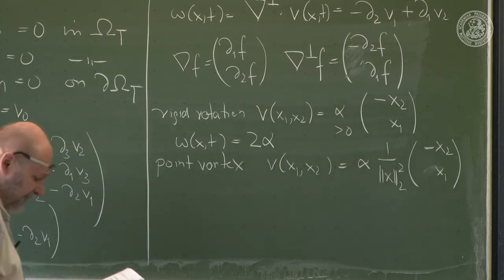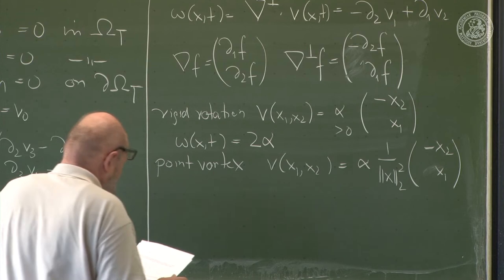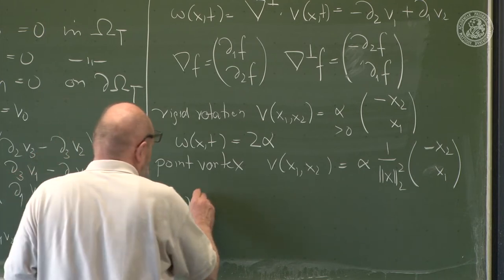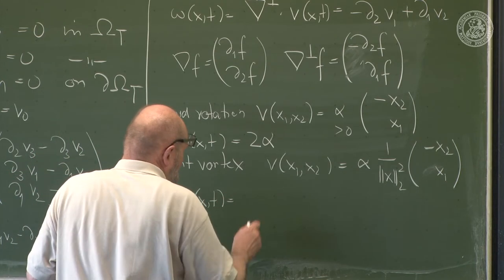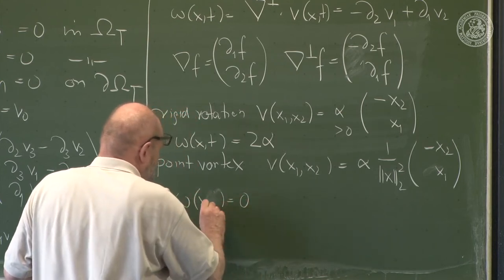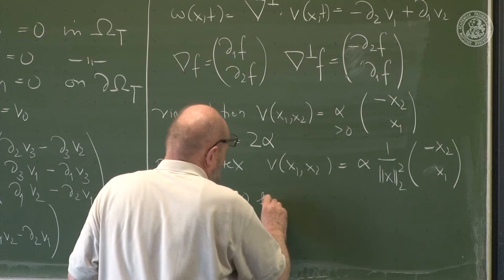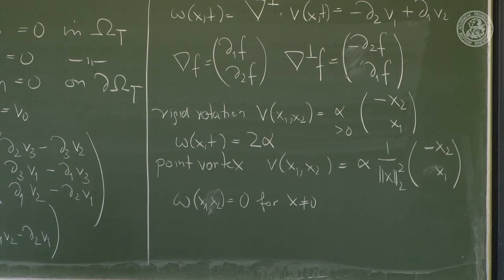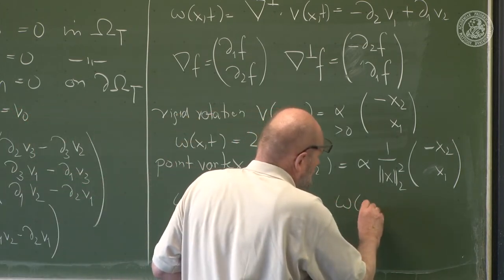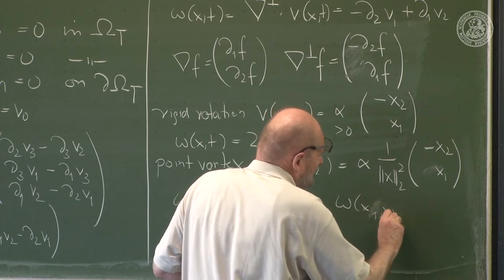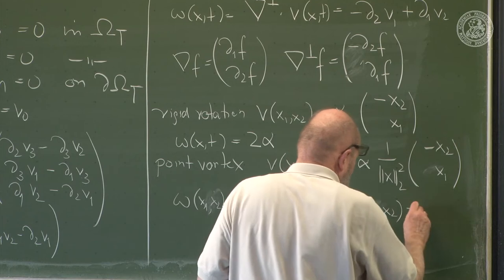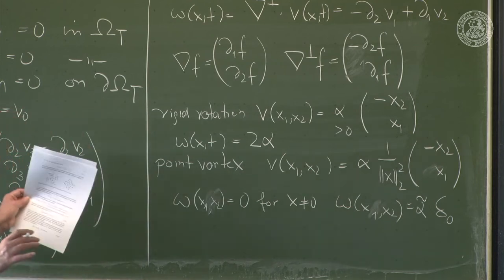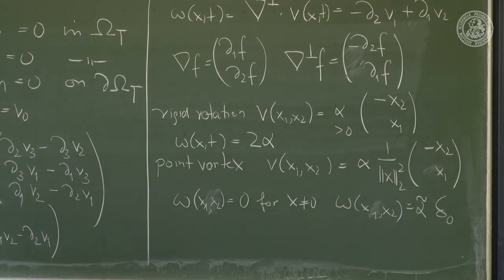And now what comes out here, if we compute the vorticity, and that's basically something we did already, it's zero. It is zero for x if we stay away from the zero. And if we do it for the full field in a weak sense, then we get something like a constant factor times the Dirac distribution at zero. So the whole vorticity is here concentrated at zero for this field.